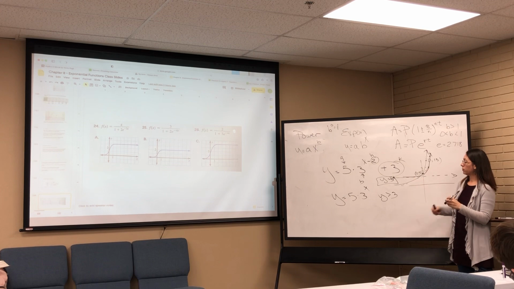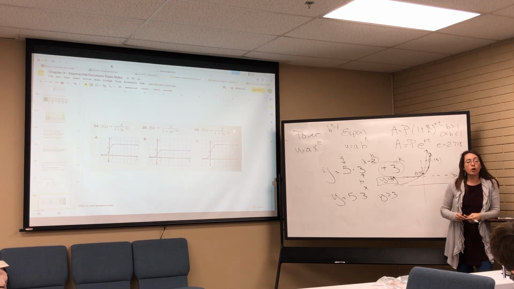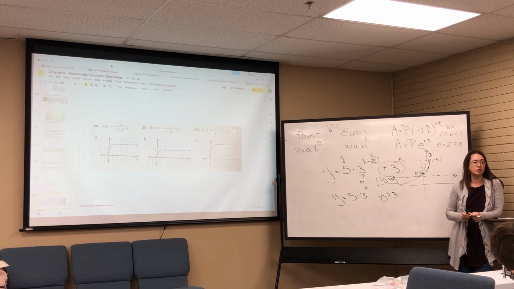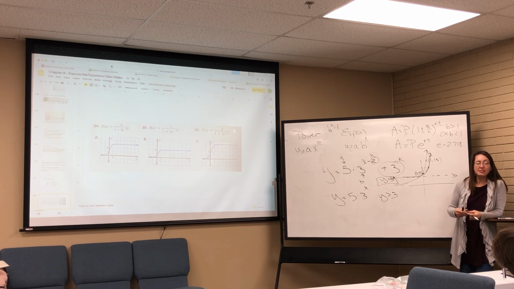Why is it not greater than or equal to 3? Because it always approaches the asymptote, but it never ever touches it. So we can't use the equal sign, it will always just be greater than. It looks like it touches it, but it technically doesn't. Pretend like it doesn't. It gets really, really close, but it never actually touches your asymptote.